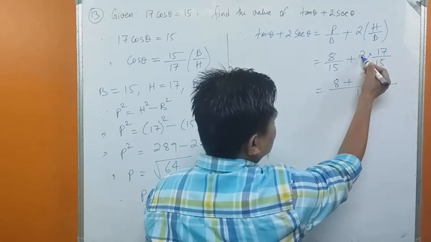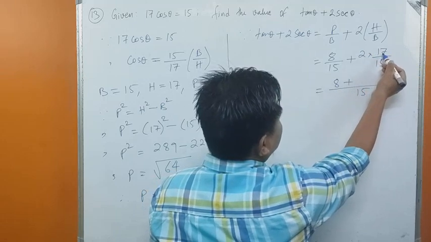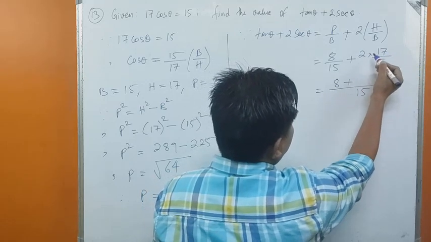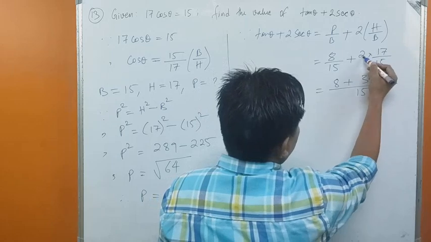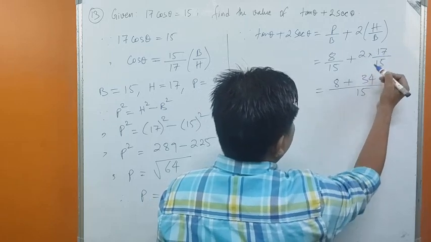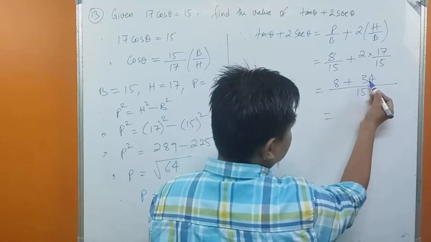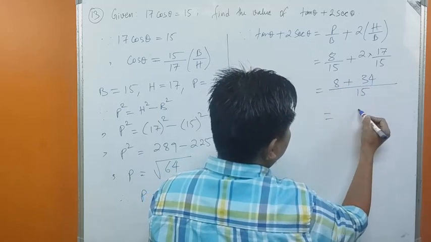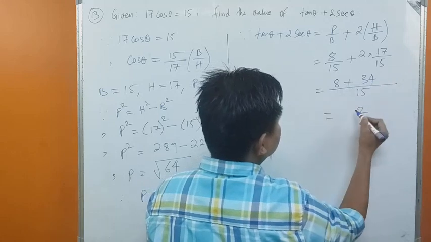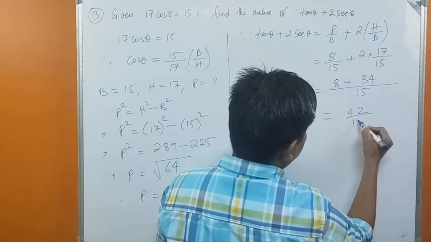That 17 into this 2, we shouldn't forget this, okay. 17 into 2 is 34, isn't it? 34. 2 7s are 14, 2 1s are 2, plus 1 is 3. Now 34 plus 8, that is 42, isn't it? 8 plus 4 is 12, 2, 1 in hand, 3 plus 1 is 4 upon 15, okay.